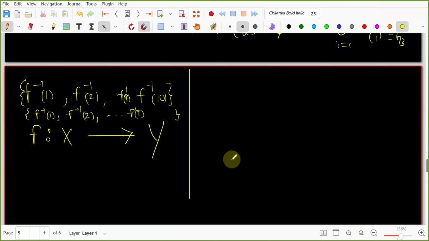Sir, my question is: if we take the union with the empty set, then that is also G3. Union empty set means? So he's saying if we take G3 union empty set, it is still G3. Yes, sir. Okay.